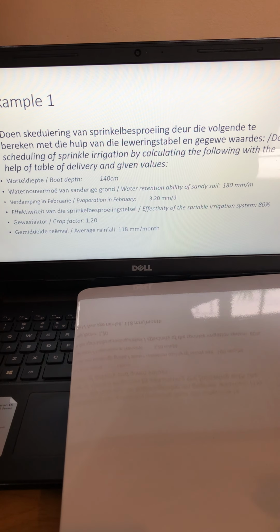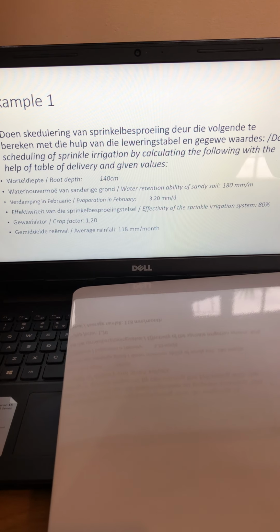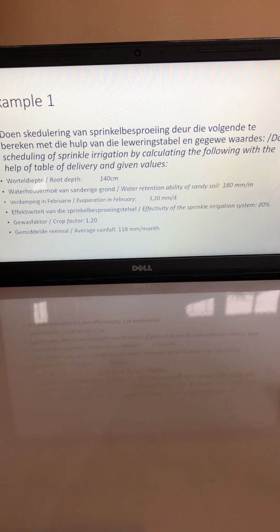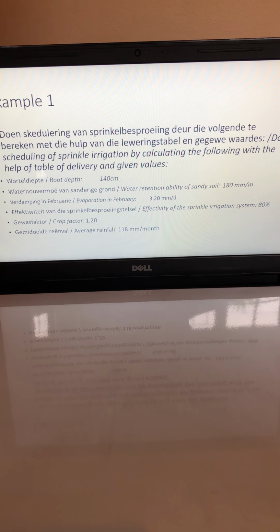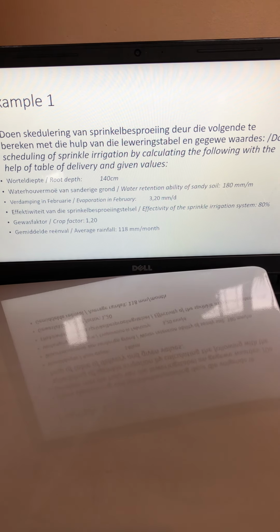Hi everyone, so we'll be doing another one of these scheduling examples and questions. The question says, do scheduling of a sprinkle irrigation by calculating the following with the help of the table of delivery and given values. So these are the given values: root depth, soil capacity, or water retention, whichever you choose, evaporation, effectivity of the sprinkle irrigation system, the crop factor, and then the average rainfall per month.